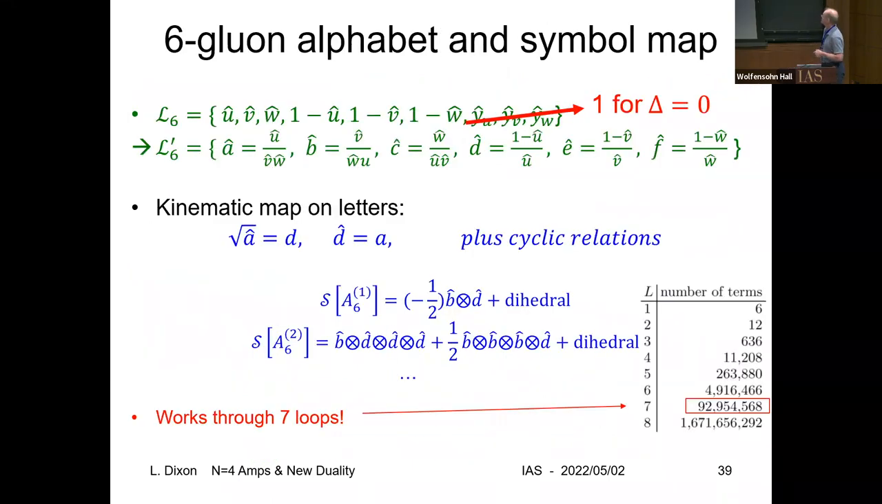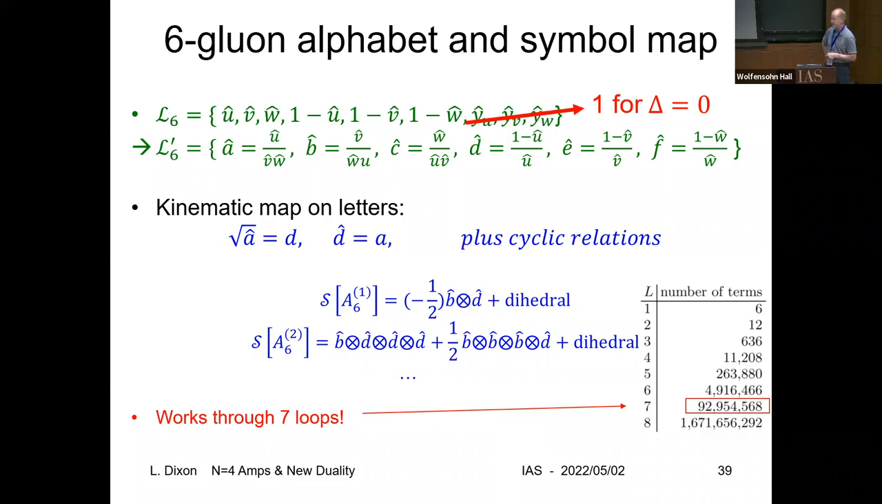So when we do this map and we go onto this surface, I mentioned before that we had nine letters in the three-dimensional kinematics. But when we go onto the surface, because it preserves parity and these letters are parity odd, they all go to one, which means we just delete them in any term of the symbol that has them. And then we also make the same substitution from U hat, V hat, W hat to A hat, B hat, C hat, D hat, E hat, F hat. Once we do that, the kinematic map on the letters becomes this simple swap from A hat to D, but with a square root here, and from D hat to A, plus cyclic images of these relations. So this tells us exactly how to substitute in the symbol.